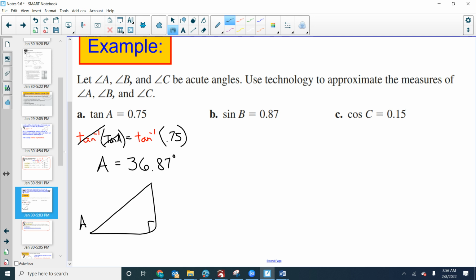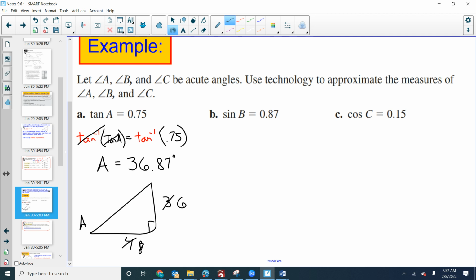What's another name for 0.75 as a fraction? 3/4. So maybe the opposite side is 3, and the adjacent side was 4. Do you agree? Is the tangent of A 3/4? Yes. What about 6 and 8? 6 over 8 is also 3/4. How about 12 and 16?